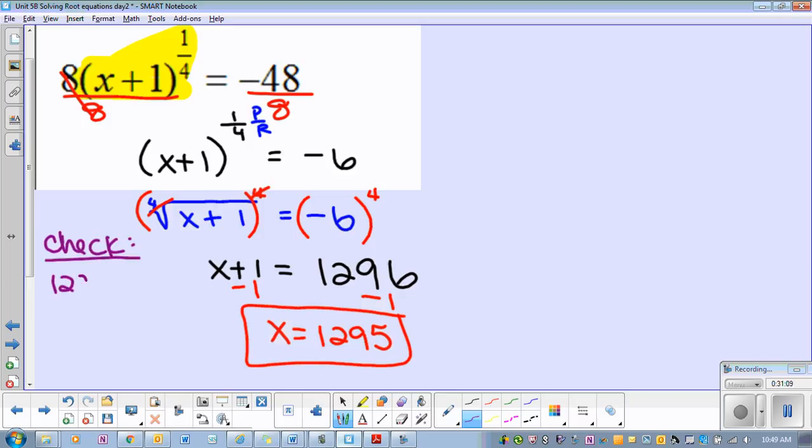Lucky for us, we can just do 1,295 store for x, and then we can put in the left side. Remember, when you put in this fraction exponent, that fraction has to be in parentheses, right? Okay, so check that for me. 48. Not negative. You got positive 48, not negative 48?